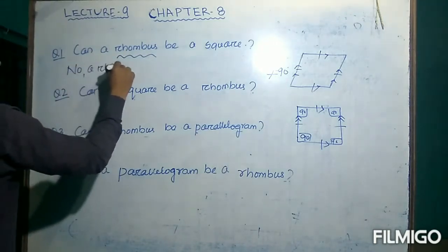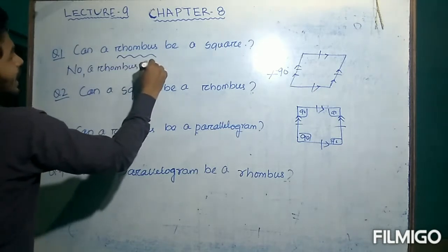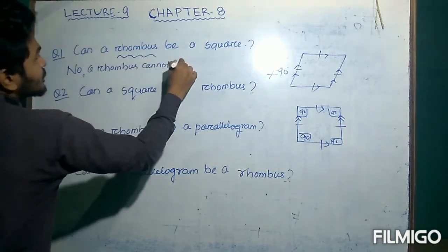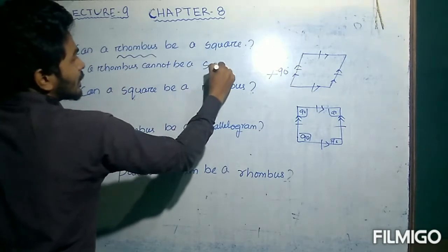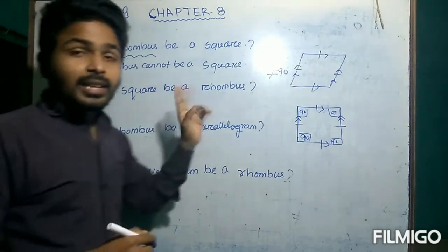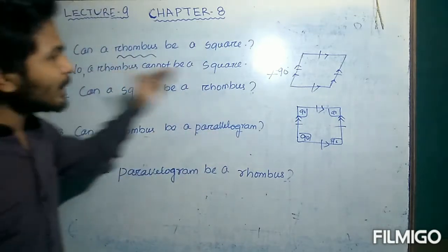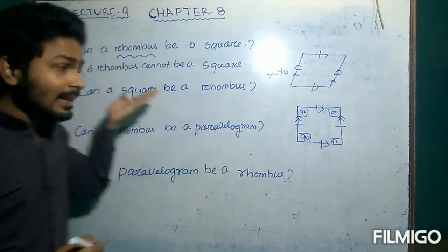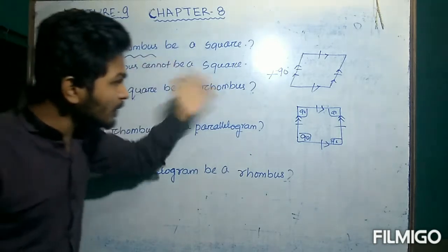A rhombus cannot be a square. Understood? Moving to question number 2, the reverse question. Can a square be a rhombus? It means, can a square satisfy all the properties of a rhombus?